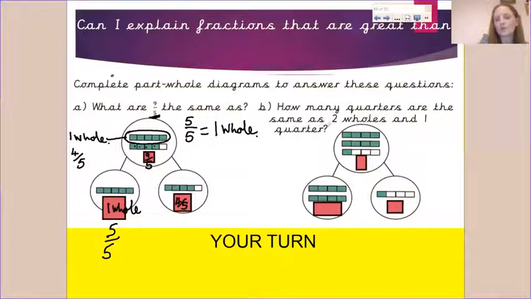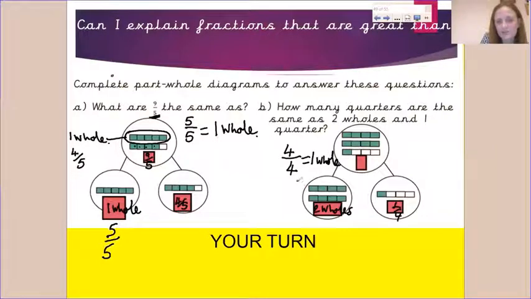When we are looking at this one, they've already broken it up. They said how many quarters are the same as 2 wholes. I'm going to put 2 wholes down here and 1 quarter. So that's what that question is saying. You remember what I said about the question. So we know that quarters are like this. So 4 over 4 is equal to 1 whole.